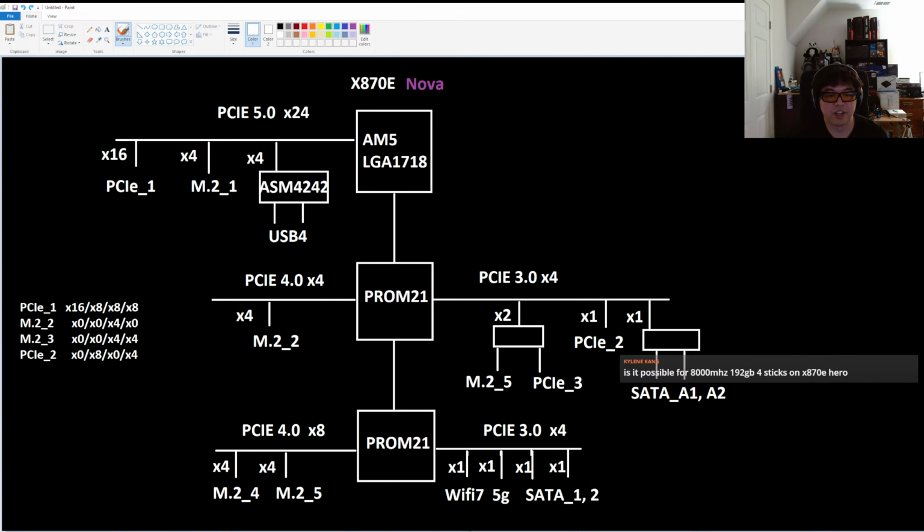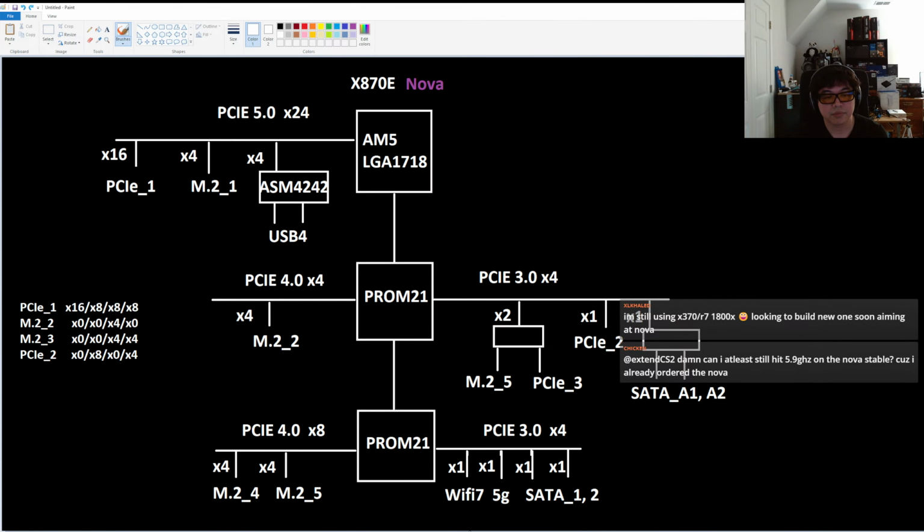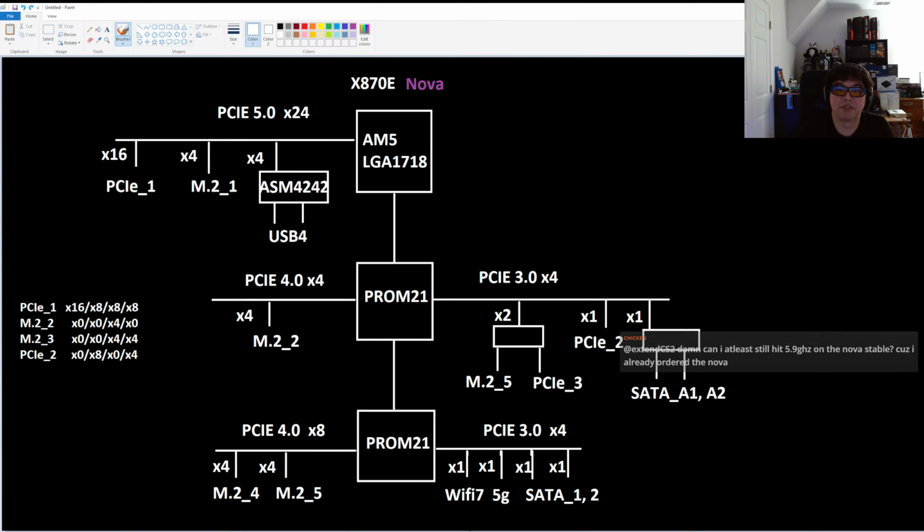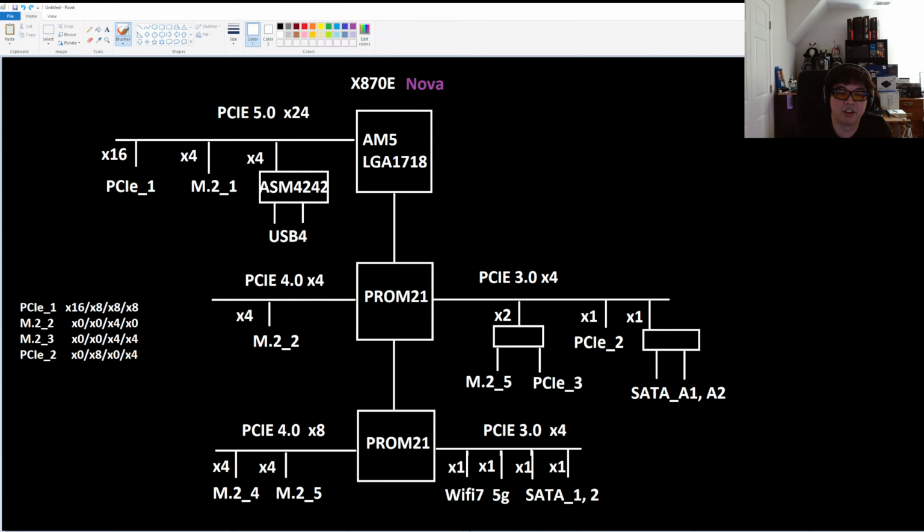Is it possible for 8,100? No. You can do 8,000 or higher with 2 sticks, not with 4. With 192 gigabytes, 4 sticks, you could probably do like 5,200 to 5,600, maybe 6,000, but you have to really, really know what you're doing. I have a video on that. Check out the video that I did earlier this year on 192 gigabytes of memory. Most of the concepts still apply to the new motherboards.